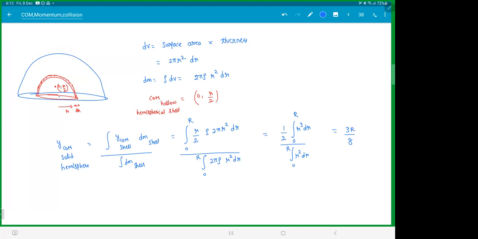You will make a table of all the main important shapes, because in mains they do sometimes have direct results also. I think in 2019 or 18, they asked the center of mass of a solid cone. Straightforward question. Have a look at this. Let's see how to use the disk. I'll show you.